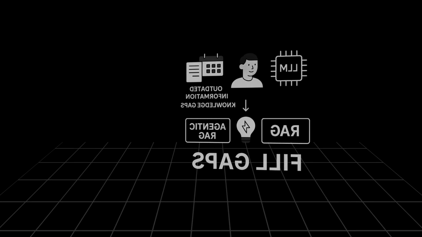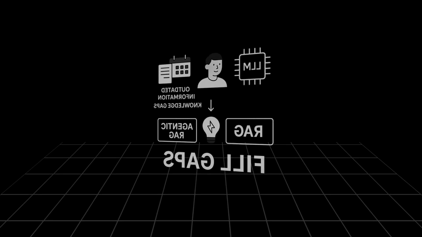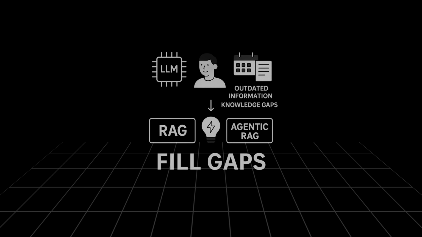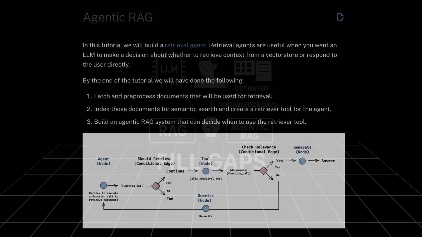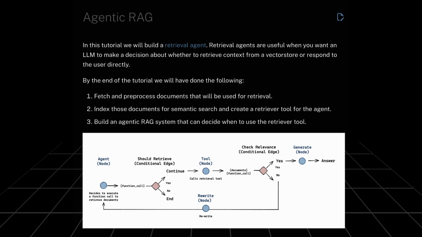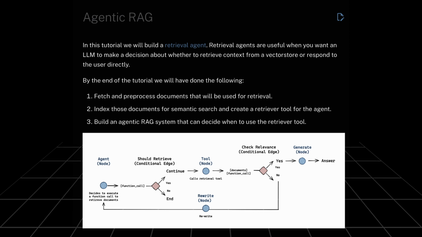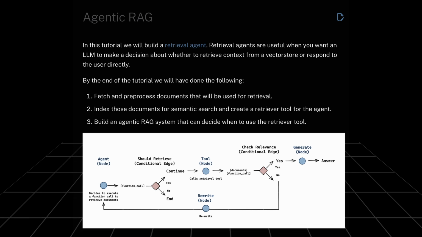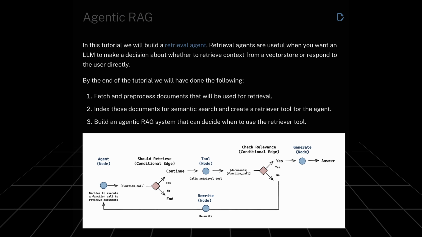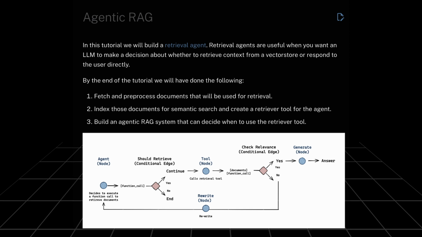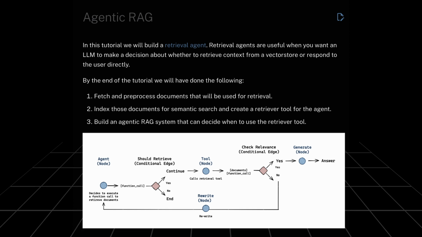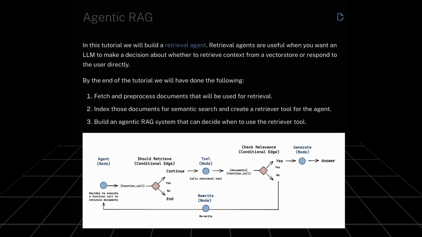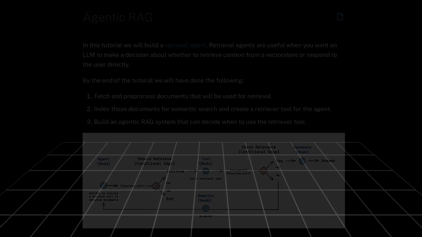You have probably already learned about large language models, or LLMs. They are powerful, but they are not perfect. LLMs can struggle with outdated information and knowledge gaps. In this video, I will explain exactly where these limitations come from and show you a proven technique, retrieval augmented generation, and agentic RAG that fills those gaps so your AI can deliver more reliable, up-to-date answers every time.